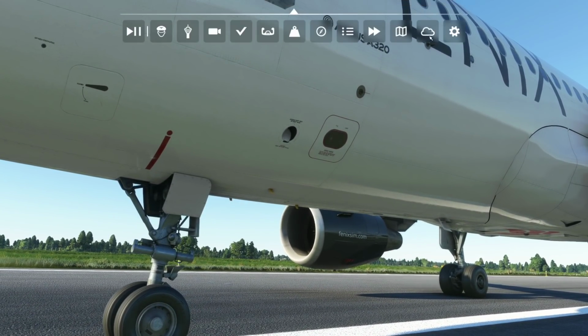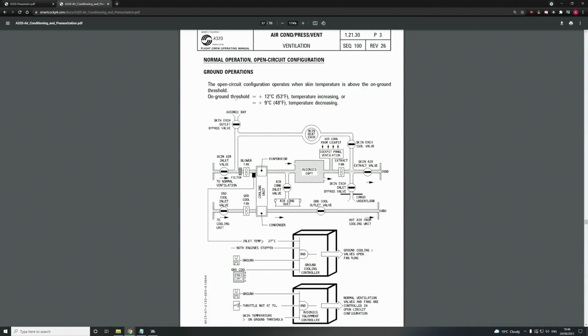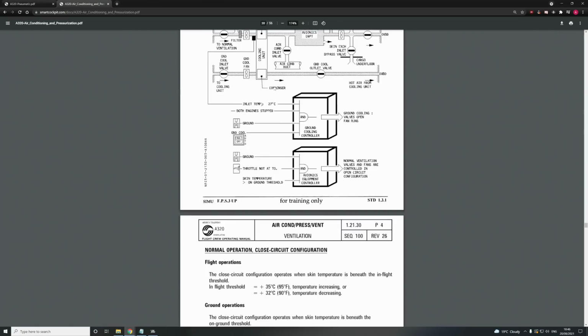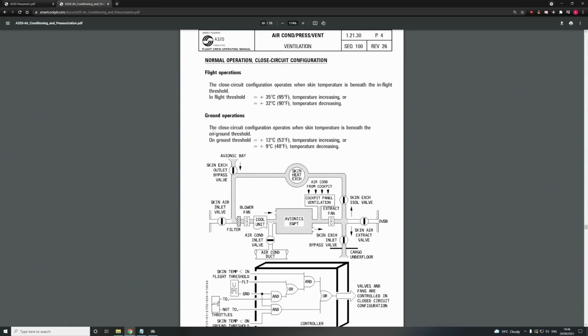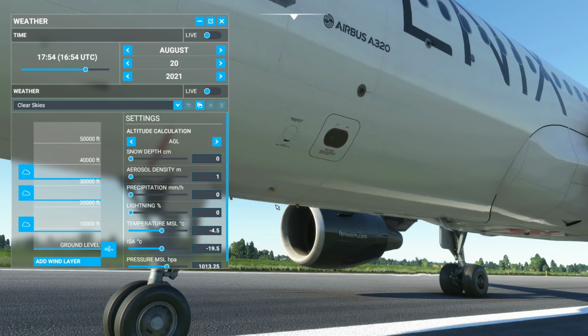So if we look at the documentation really quickly, we see on ground threshold plus 12 degrees temperature increasing, or plus 9 degrees temperature decreasing. So this is when it's open. But on ground operations, it closes when the skin temperature is beneath the on-ground threshold, so plus 12 or plus 9. So remember, that's not the air temperature, that's the temperature of the skin of the airplane. So we'll have to bring the temperature down quite significantly, but if we do, and it should start cooling, and there you go. So it then reverts to its closed circuit configuration. So if we then bring it up again, there you go. And then it opens up again.